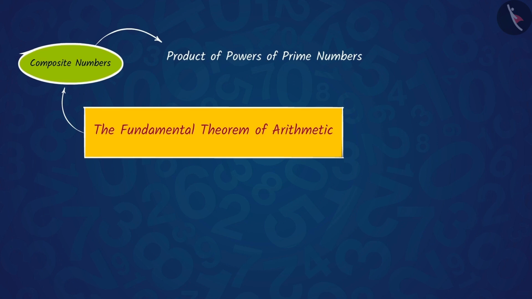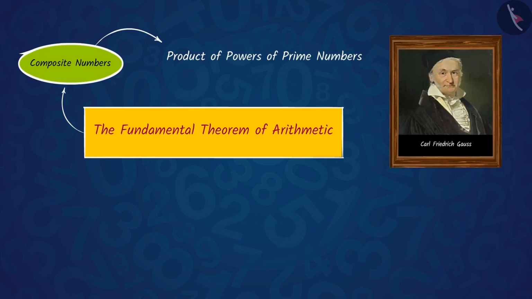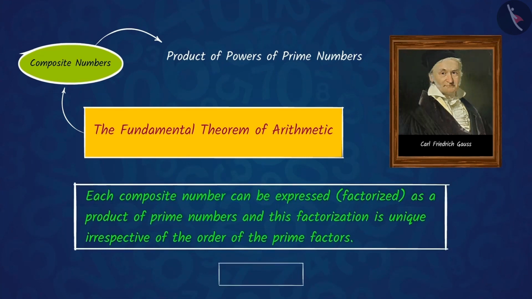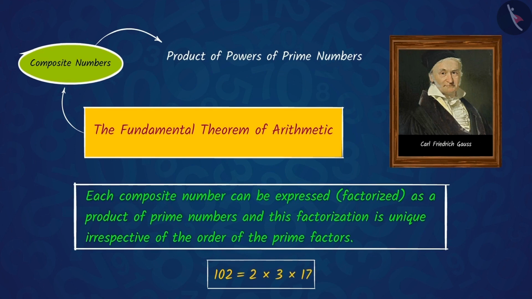It was introduced by Sir Carl Friedrich Gauss. According to him, each composite number can be expressed or factorized as a product of prime numbers, and this factorization is unique irrespective of the order of the prime factors.